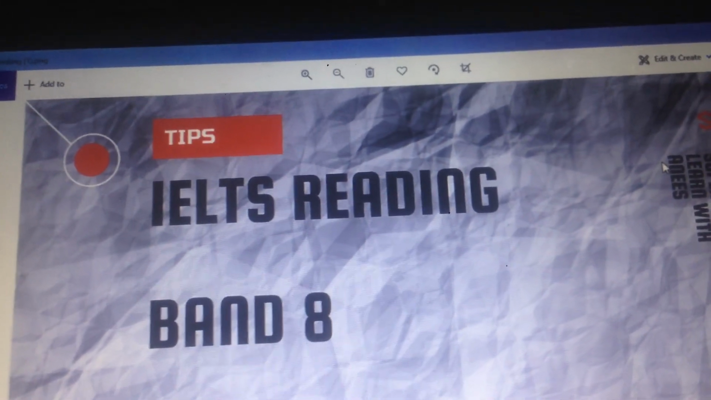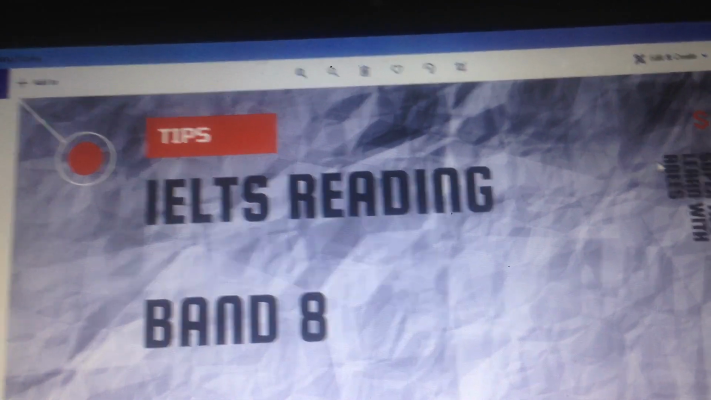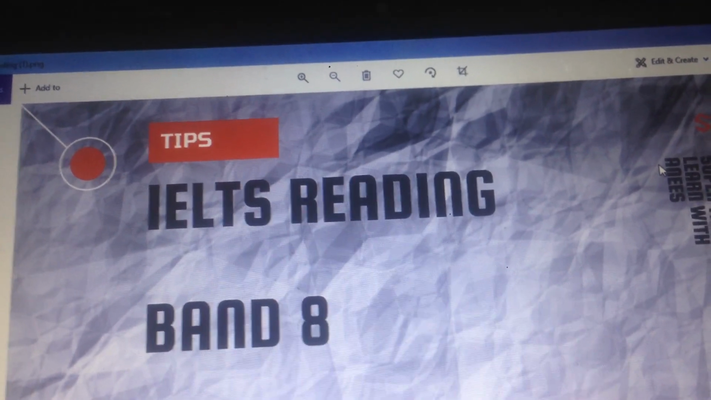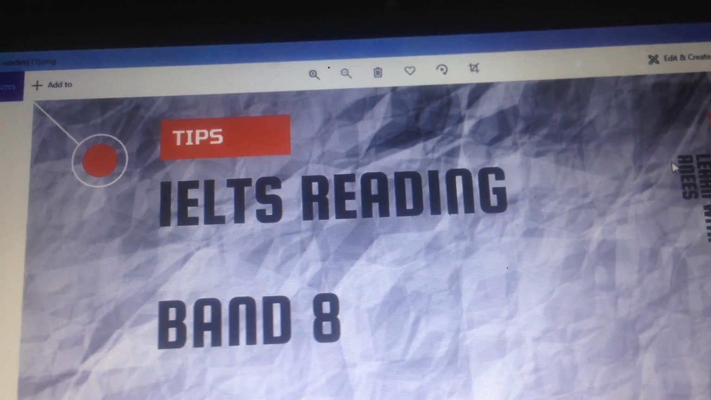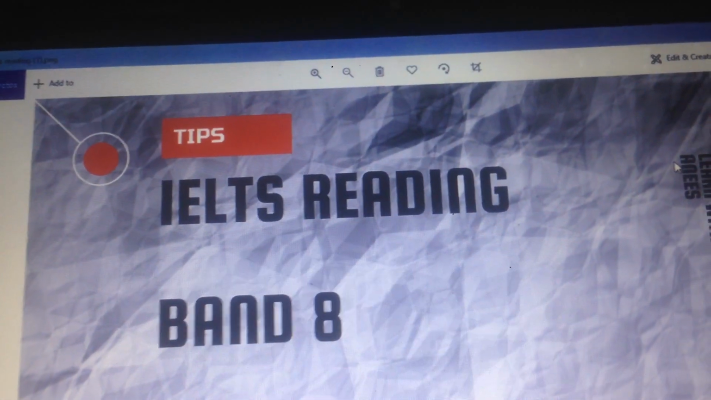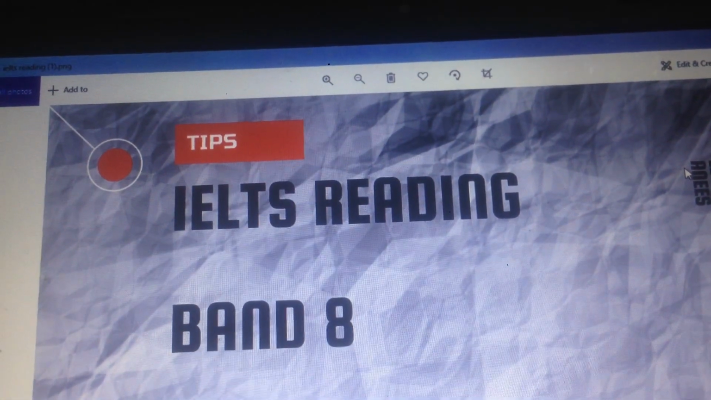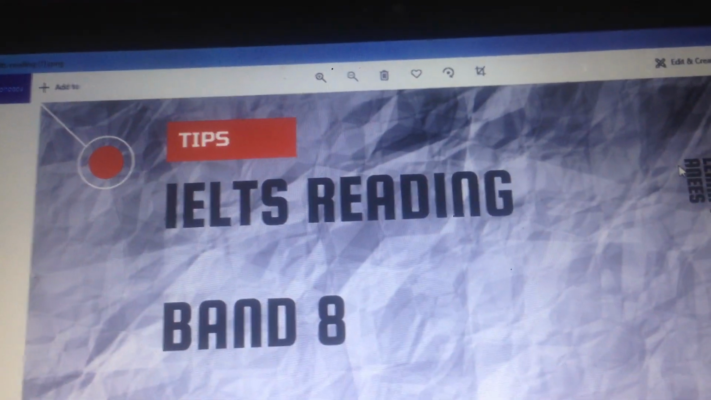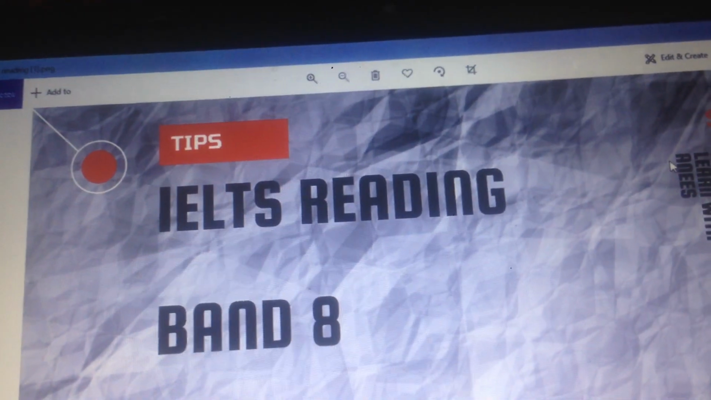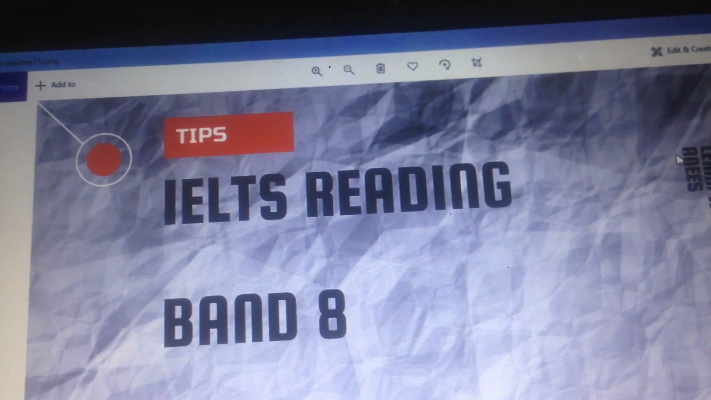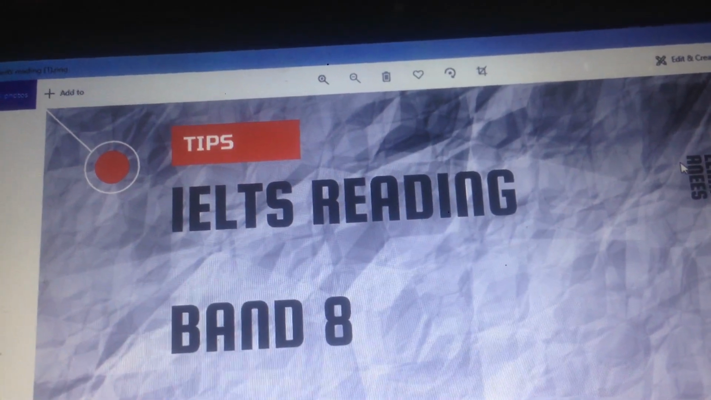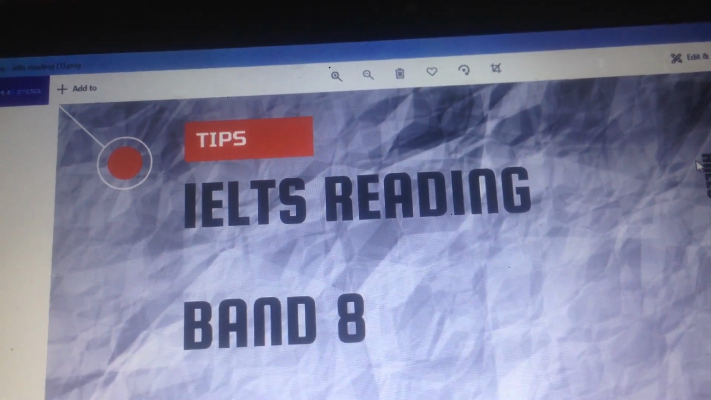While skimming, make sure you highlight keywords like dates, places, topics, numbers, etc. Capital words as well. That's called skimming, right? Very simple words.